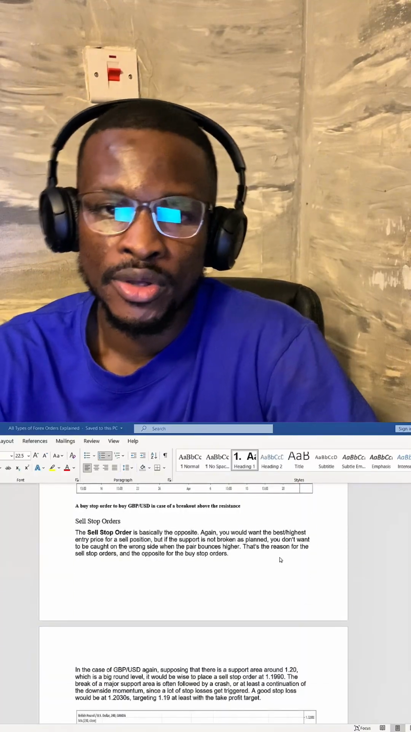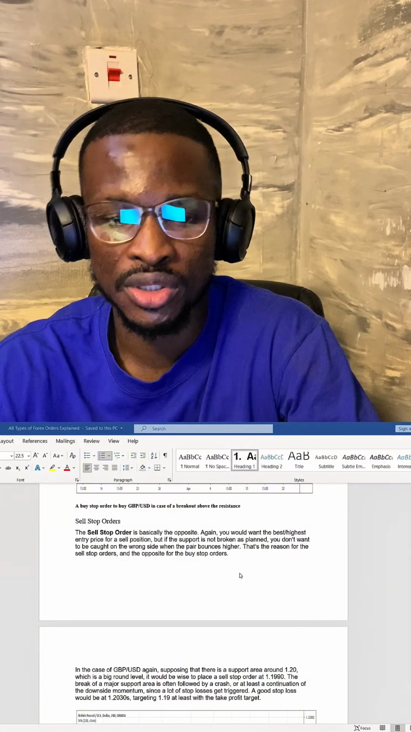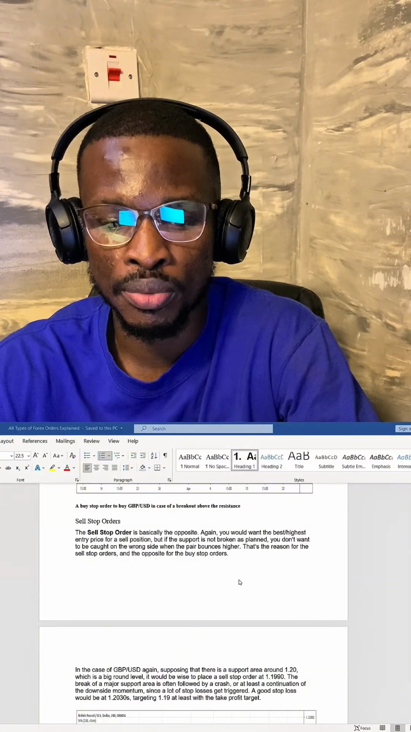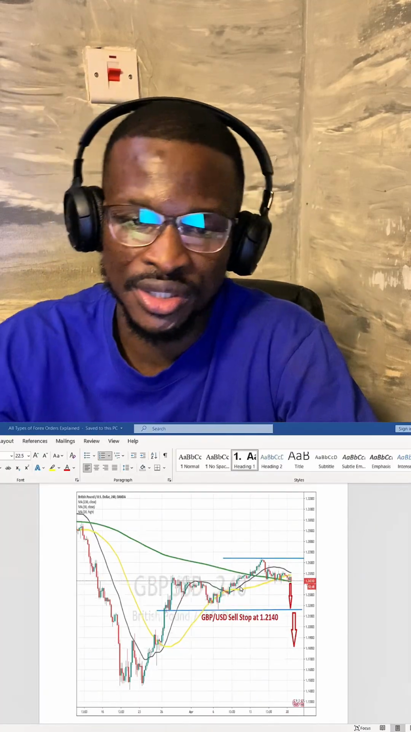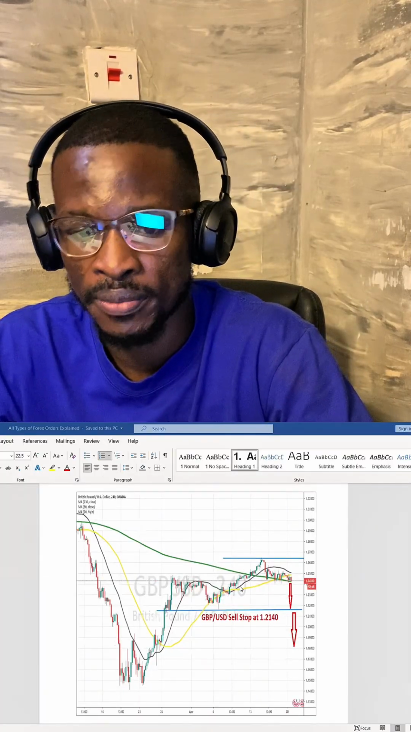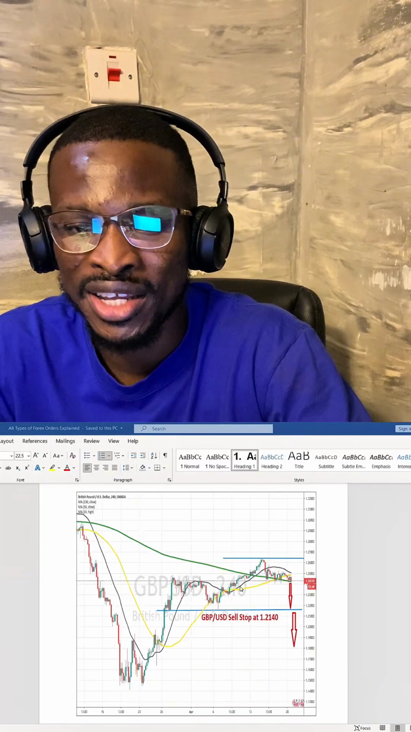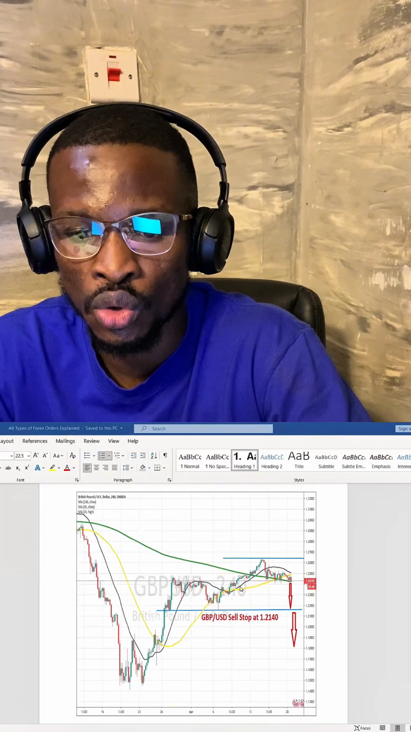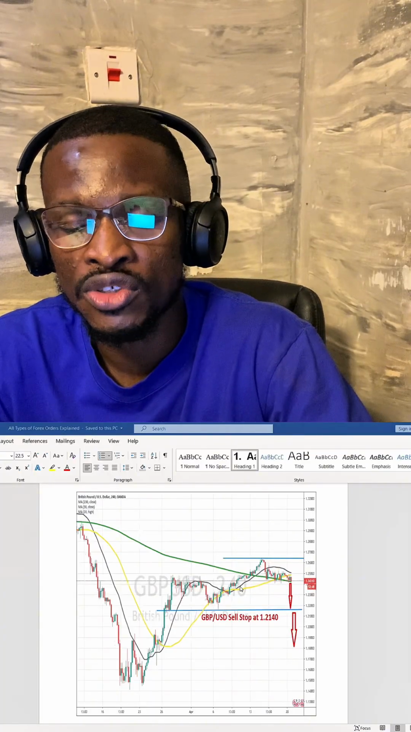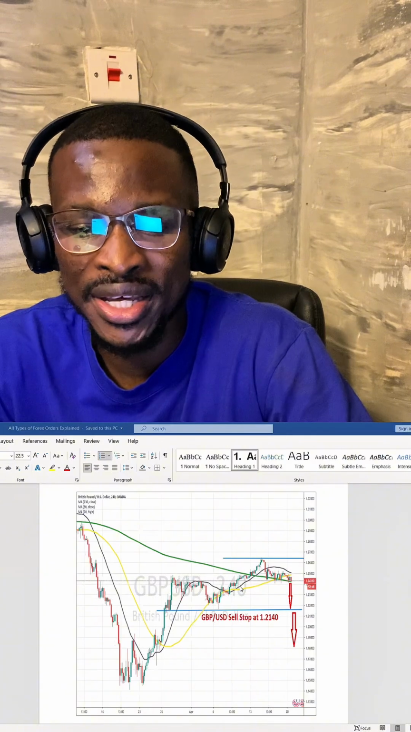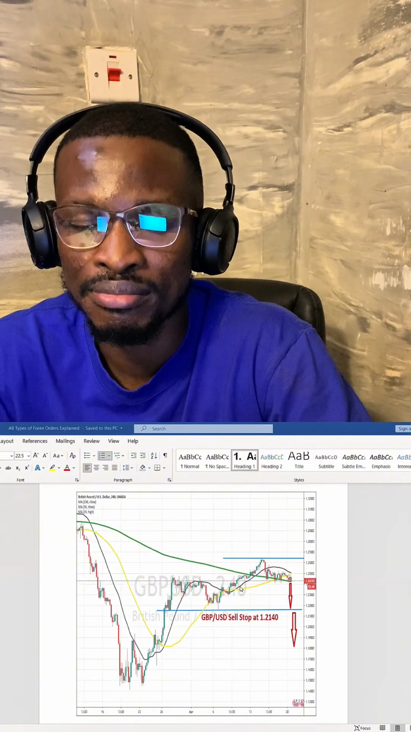I got that. So with that being said, the next we are going to be looking at is what? The sell stop order. Beautiful. Now, what is this sell stop order? The sell stop order is just an inverse of the buy stop order. So the sell stop order is an order placed below the current market price.